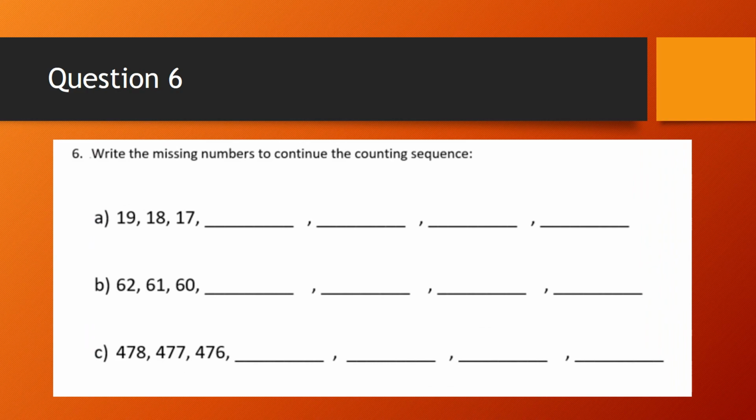Question 6. Write the missing numbers to continue the counting sequence. 6A, 19, 18, 17. 6B, 62, 61, 60. 6C, 478, 477, 476.